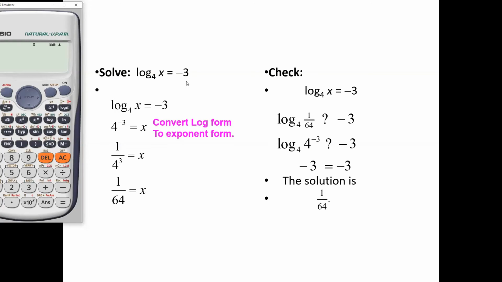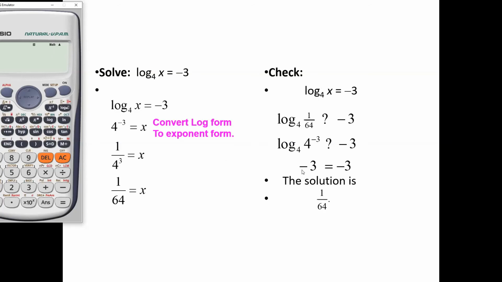Let's look at this one. Well, we've got a log on one side only. Because we've got a log on one side, we can convert this to exponential form. 4 remains the base, -3 is the power, and x becomes the solution. Now 4 to the -3 is 1 over 4 to the third, which is 1 over 64. So that's all there is to it.